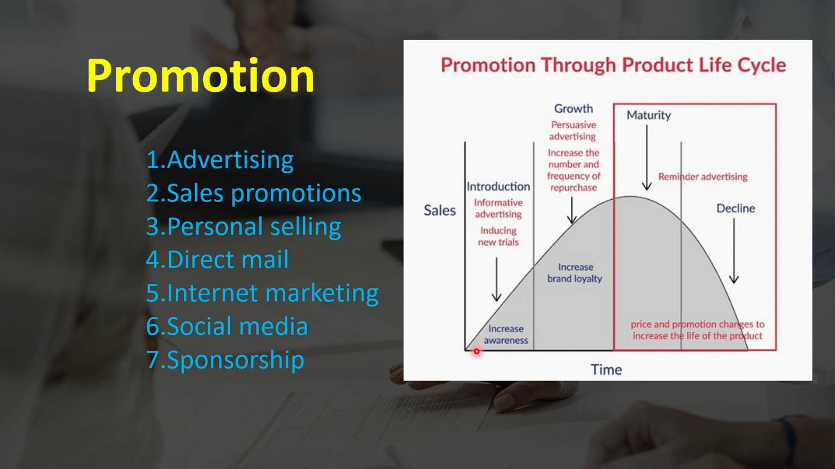So how does the promotion cycle work? Based on your sales and time, this is how it works. First you try to increase your awareness, and once you get the awareness, you try to increase brand loyalty. Here you don't focus on the price, you focus on customer satisfaction, and once the customer is satisfied, they will eventually buy your product even if you increase your price, and then your product becomes a brand. This is the mature phase, and then this is the decline.